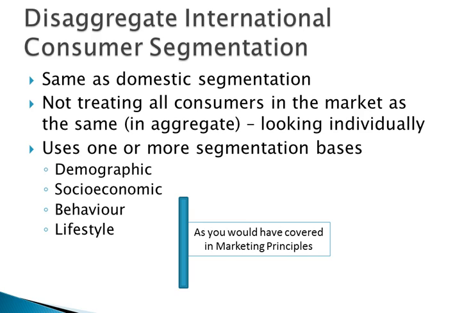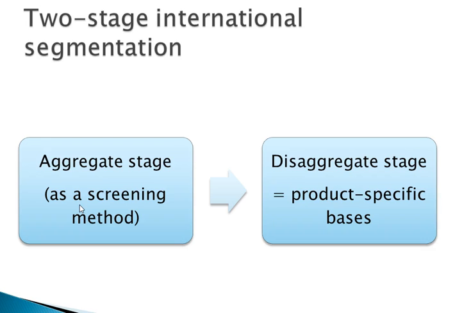The opposite is when we're not using one aggregate measure, but we're using multiple or smaller measures. This is just what we do in domestic segmentation. So we're looking at consumers on an individual basis and looking at our standard basis, which I'll look at in a little bit. The two-stage option is obviously use this as some sort of screening thing, so top-level GDP per capita or population size or something, and then drilling down to something more precise.